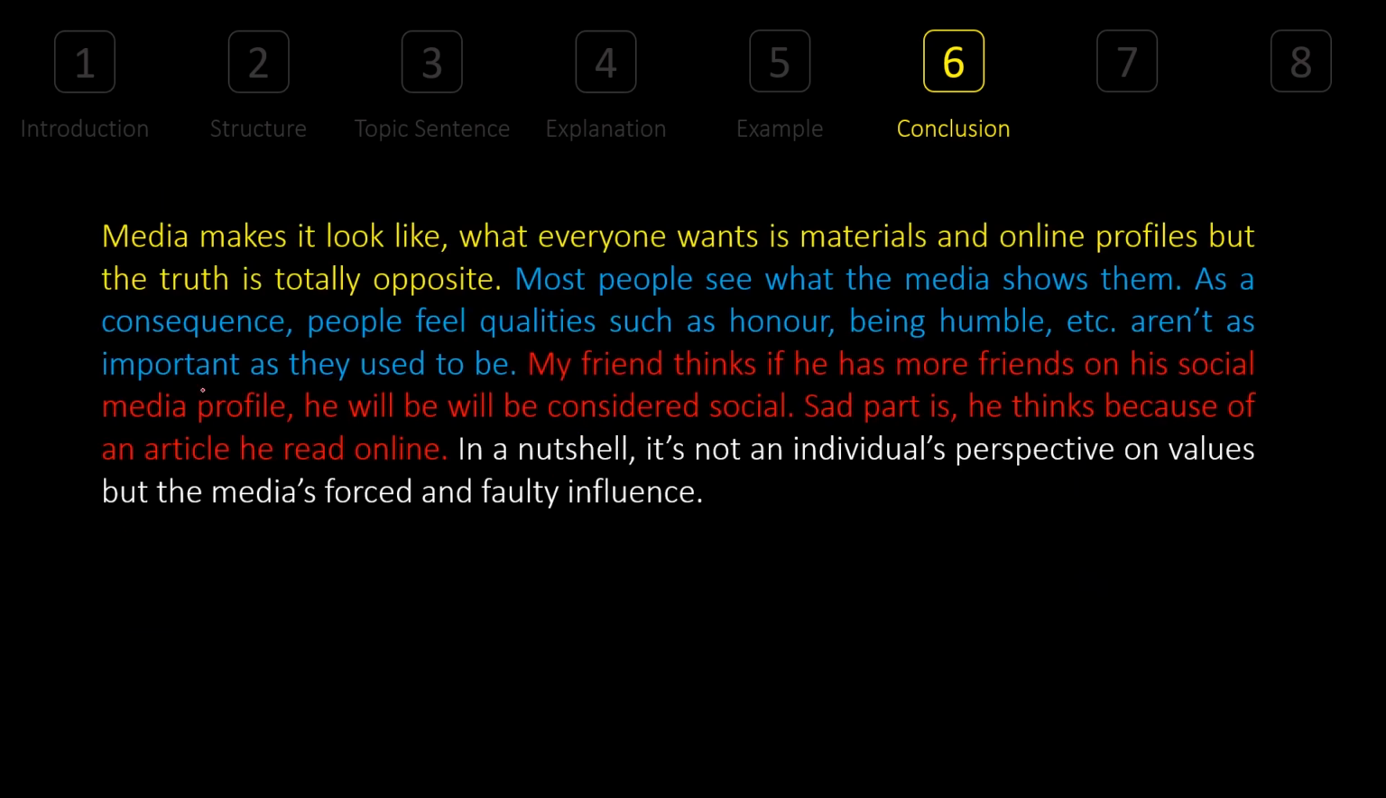Now this is how the whole body paragraph looks, starting with the media's fault on this. Then we talk about how it is the media's fault, what people think, an example about my friend, right? And finally a conclusion about what we think about this whole point, what really happens. So 4 of these things, without them there's no possible way that you can have an amazing body paragraph.